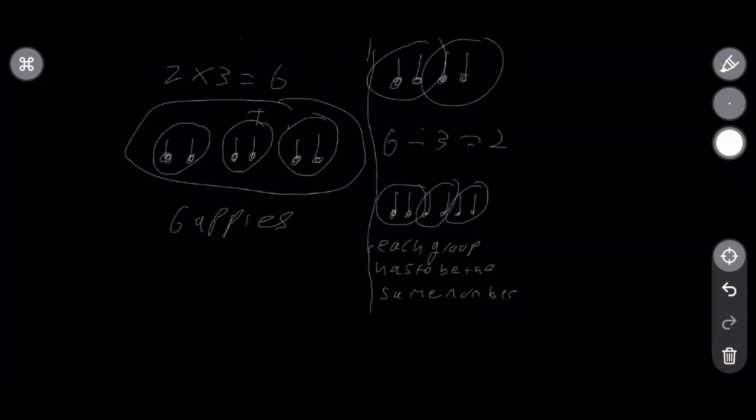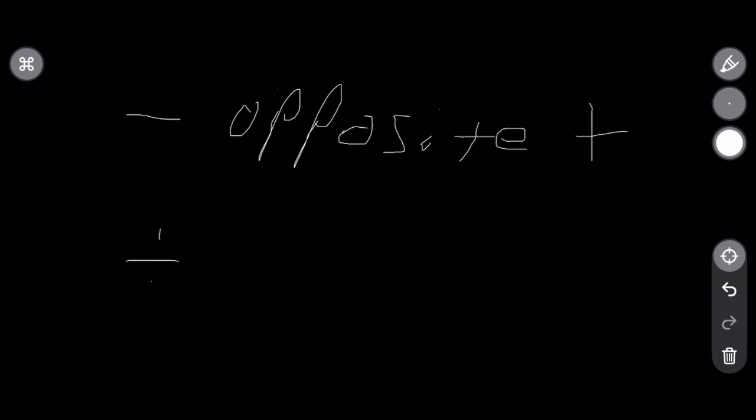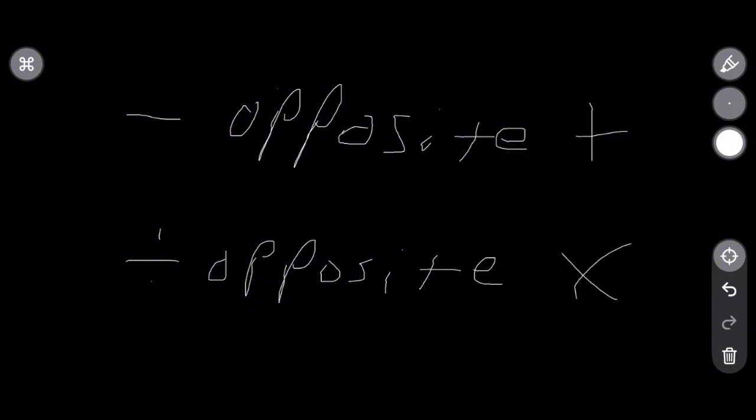Okay, let's go down here. So, adding is just, oh wait, I messed this up, sorry. Subtraction is the opposite of addition, and division is the opposite of multiplication.